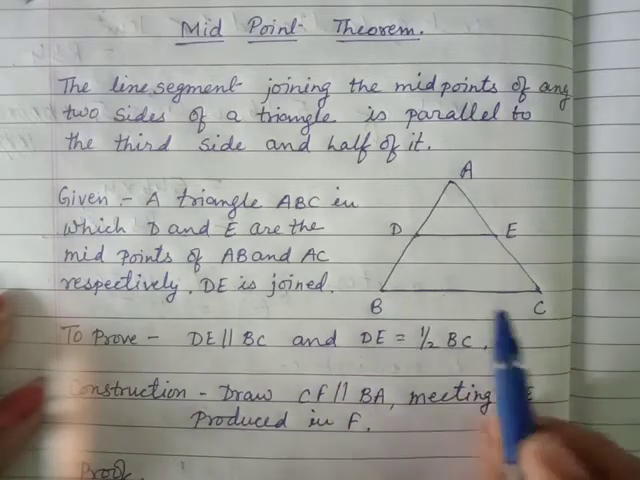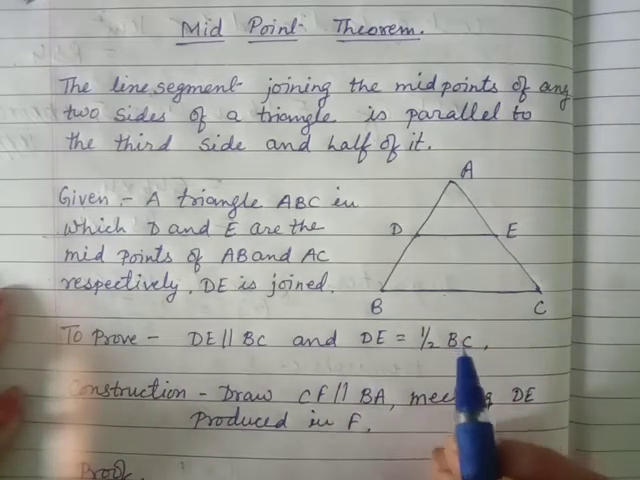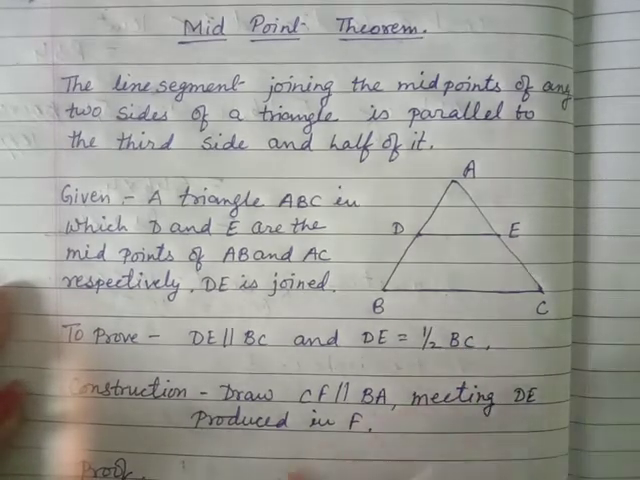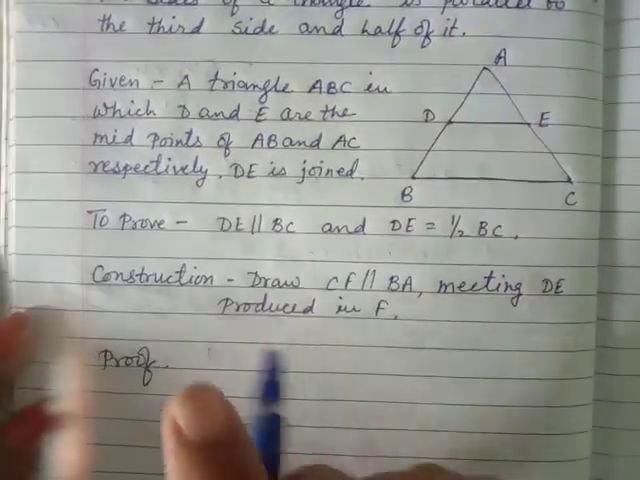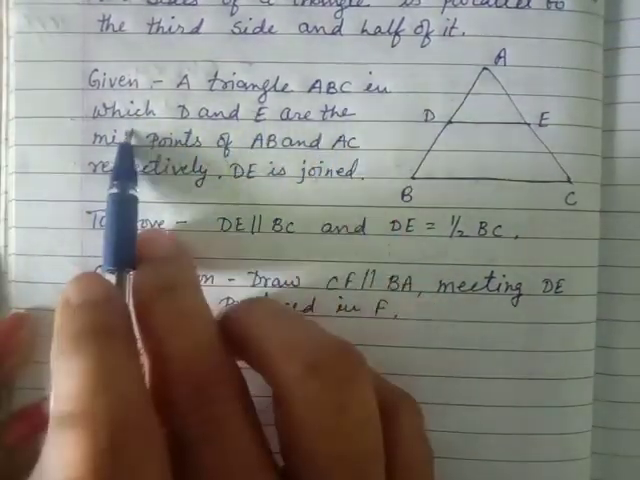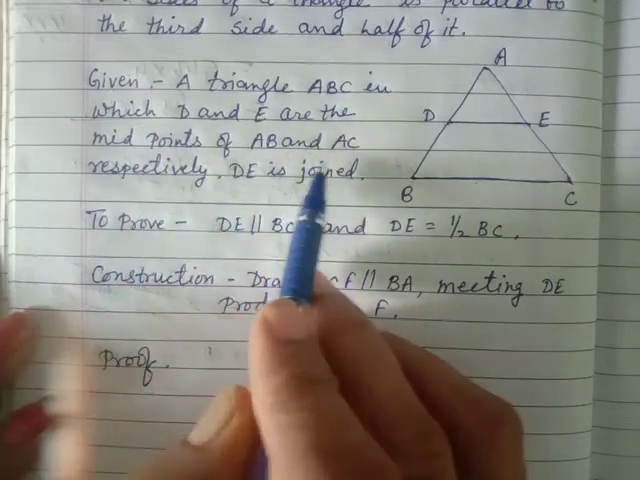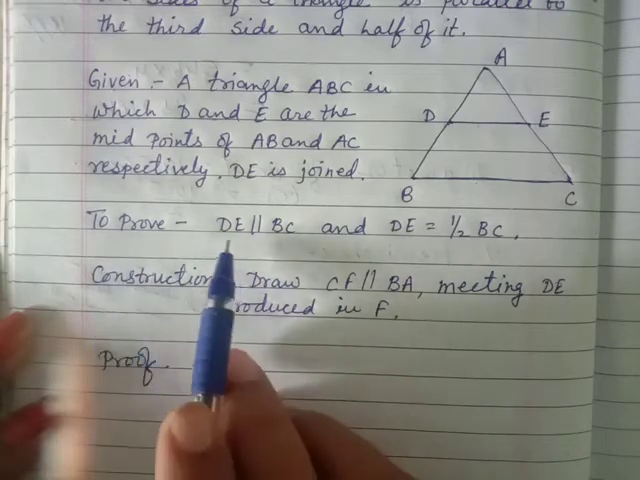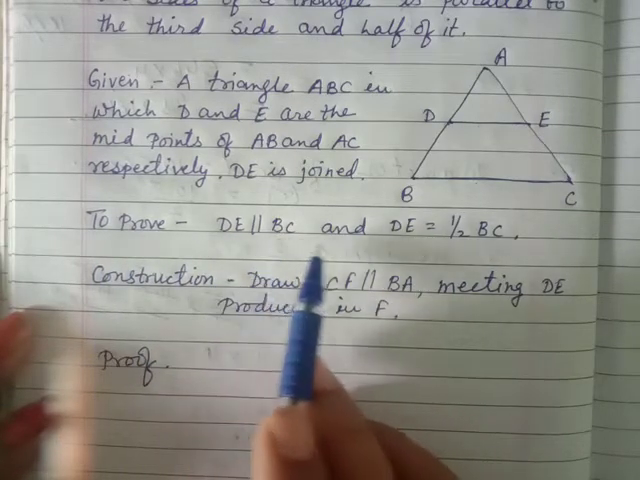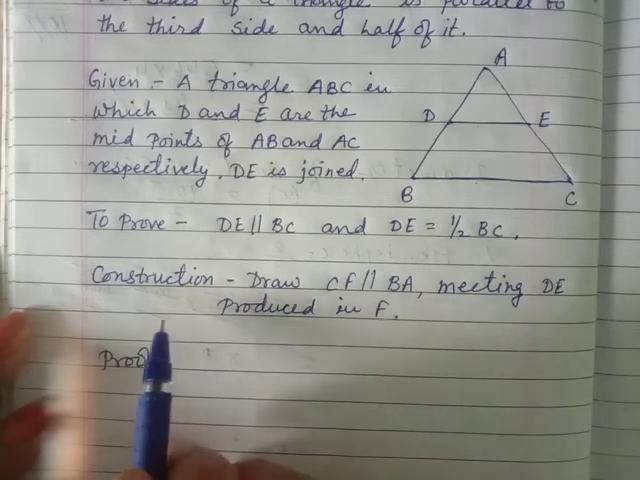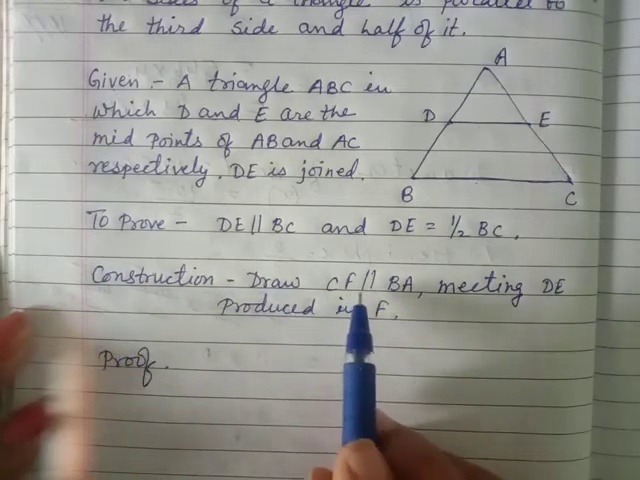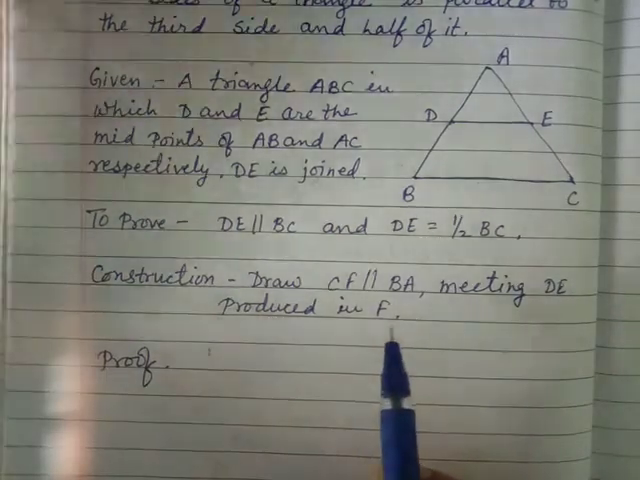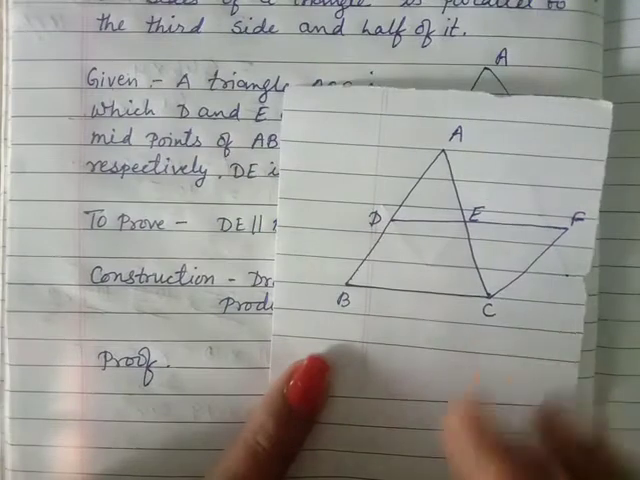This is called the midpoint theorem, and this theorem is very important as far as your exams are concerned. So we have written: given a triangle ABC in which D and E are the midpoints of sides AB and AC respectively, DE is joined. To prove: DE is parallel to BC and DE is half of BC. Construction: draw CF parallel to BA meeting DE produced in F. We have to do a construction like this.